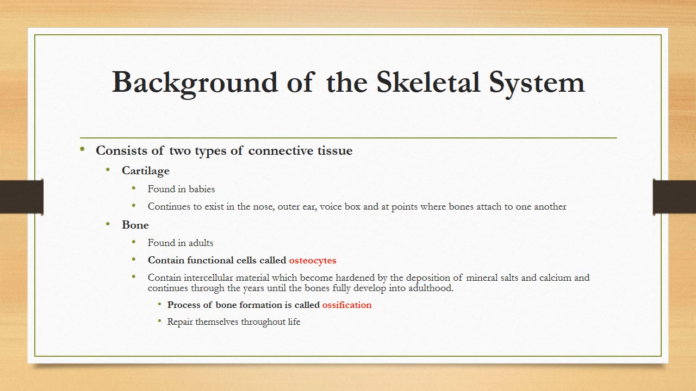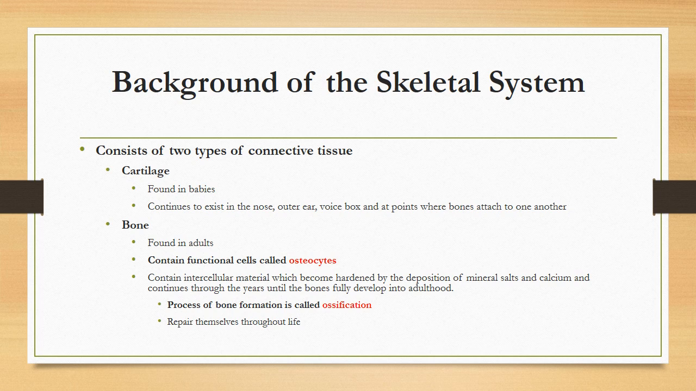It consists of two types of connective tissue, one being cartilage that's found in babies, and it continues to exist in the nose, outer ear, voice box, and at points where the bones attach to one another. The next would be the bones, which are found in adults only, and it contains functional cells called osteocytes. It also contains intercellular material which become hardened by the deposition of mineral salts and calciums and continues throughout the years until the bones fully develop into adulthood. This process of bone formation is called ossification, and they repair themselves throughout life.